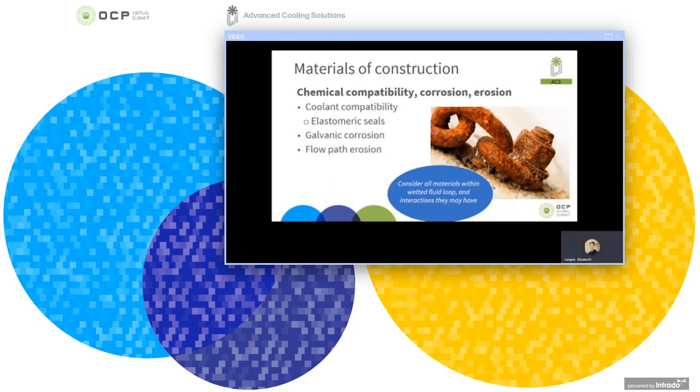Another consideration with regard to material and flow rate is flow path erosion. There are recommendations and guidelines around maximum fluid velocities based on the material and the diameter of the fitting or tubing that the fluid is flowing through. And certainly another consideration is always environmental. So humid environments, if there's salt, if there's debris, those can all affect the reliability and performance of the quick disconnect.